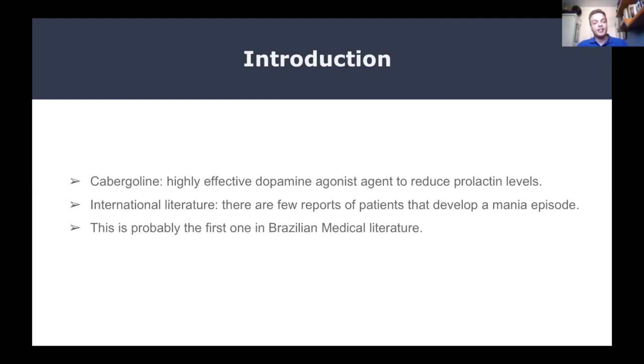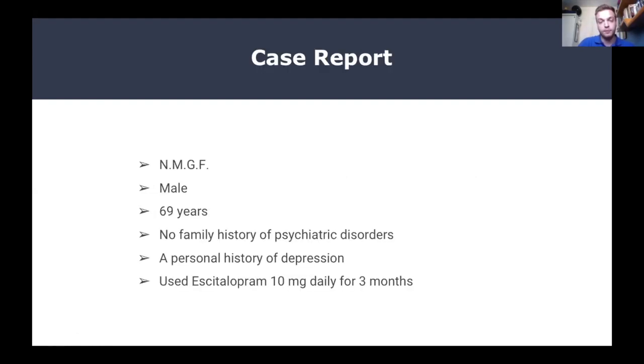Okay. So as I was saying, Cabergoline is a highly effective dopamine agonist agent, and it reduces prolactin levels. It has adverse side effects such as cardiovascular, gastrointestinal, and neuropsychiatric, common to other drugs of the same category. There are few reports of patients that develop a mania episode in international literature, and this is probably the first one in Brazilian medical literature.